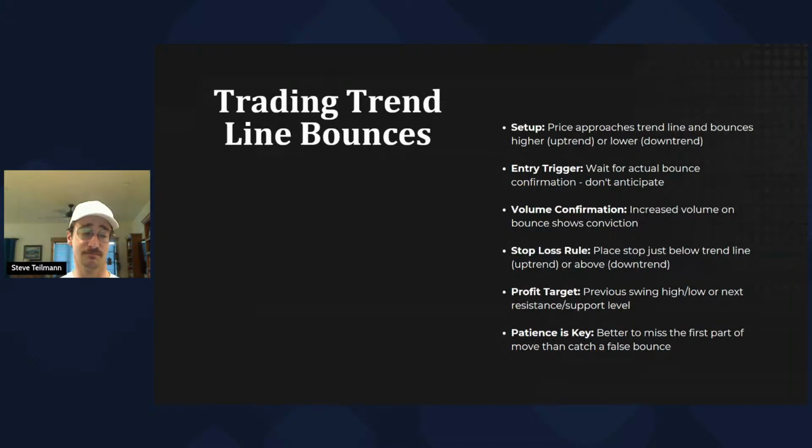All right, so how do we trade trend line bounces? The setup is essentially price approaches a trend line and then it bounces higher in an uptrend or lower in a downtrend. So we have the trend line, price is coming up into it, and our entry is essentially waiting for the bounce to confirm.